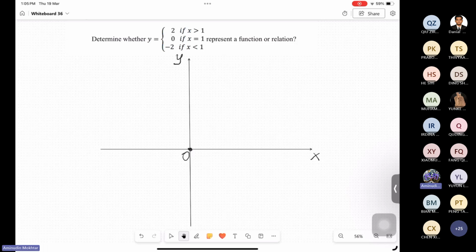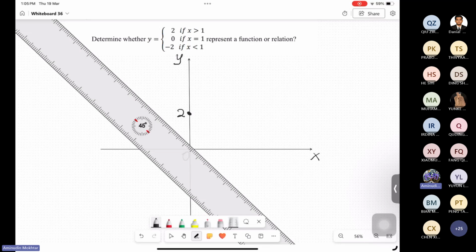So how to draw this? For y equals 2, we just plot, let's say y equals 2 is here. I write 2 here, and then we just draw a horizontal line like this.